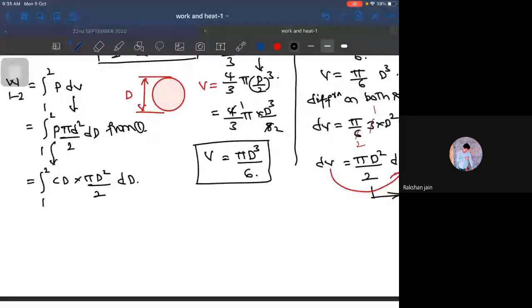So what are the constants here, before I start to integrate it? So what are the constants here?